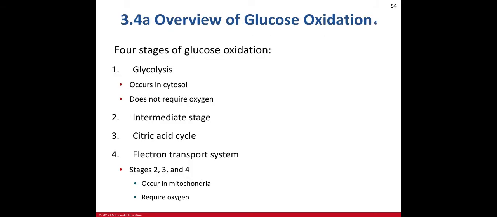So, what are our steps? Well, first, we've got glycolysis happening in the cytosol. It does not require oxygen to happen. It will happen even if we do not have oxygen. Then you've got the prep or intermediate stage. You've got the citric acid cycle, and you've got the electron transport chain. These steps happen in the mitochondria, and there must be oxygen present in order for them to happen.